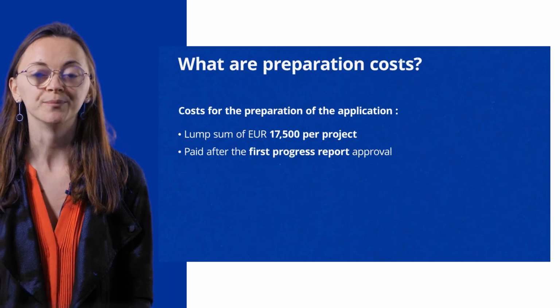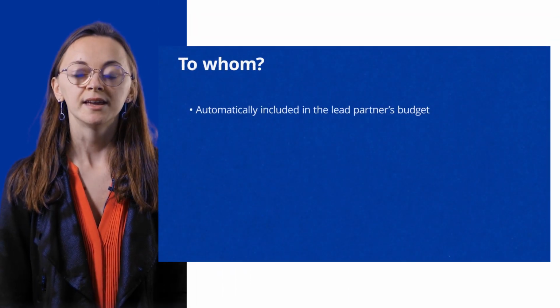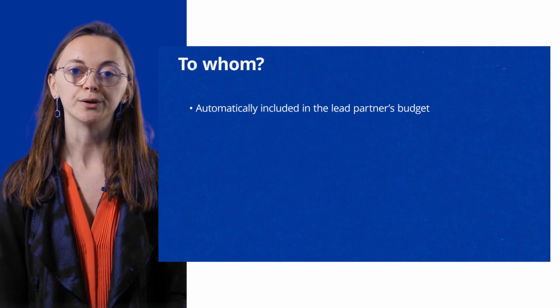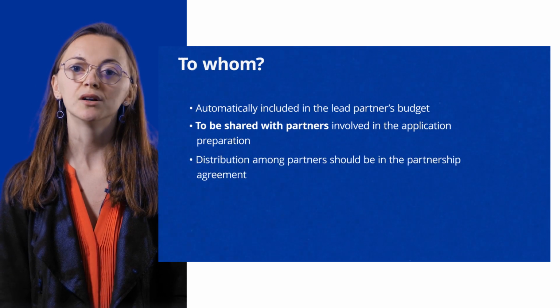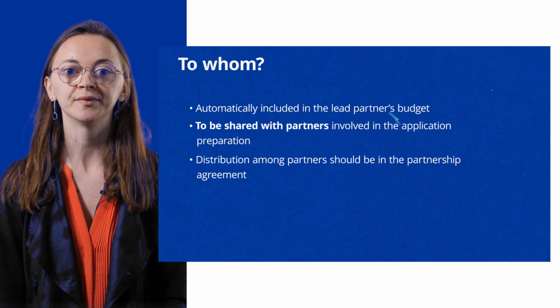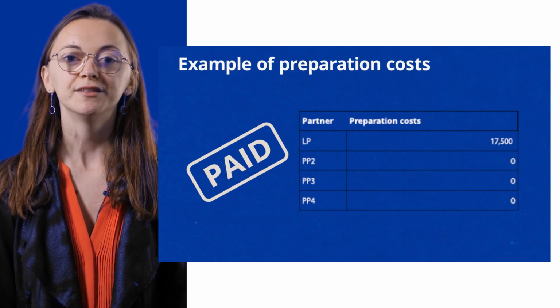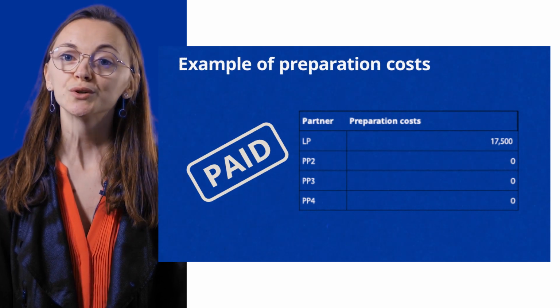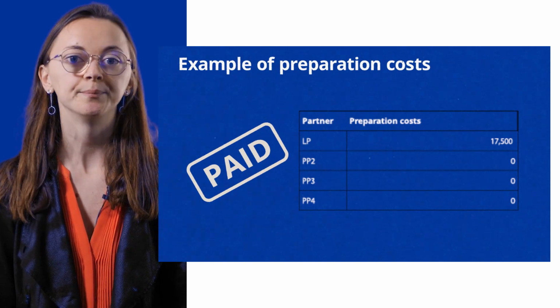But then you might wonder, what should you do and how will you get the lump sum? Well, it is easy. The lump sum will be received only for approved projects. Then it will be directly included in the lead partner's budget, and it has to be shared among the partnership depending on the involvement of each partner during the preparation of the application form. You can see that there will be only a budget for this cost category in the lead partner's budget. You should also have in mind that no supporting document will be needed when reporting.